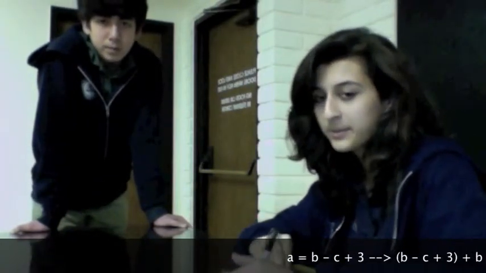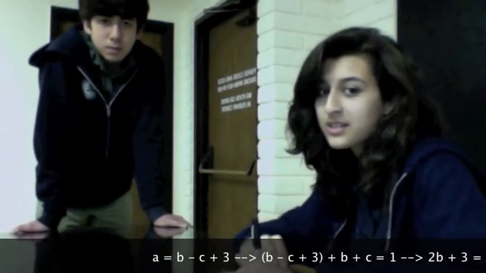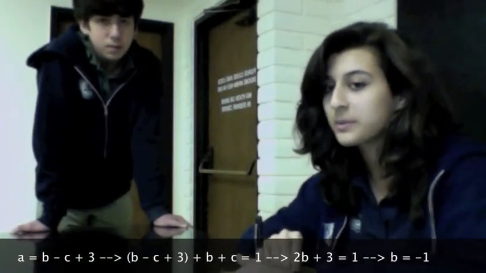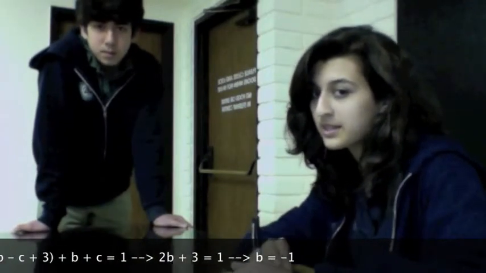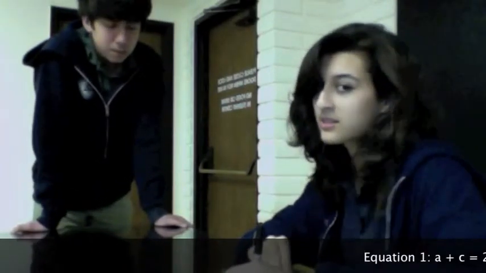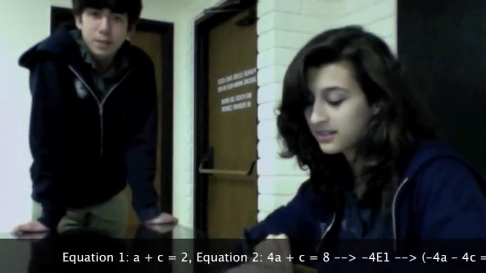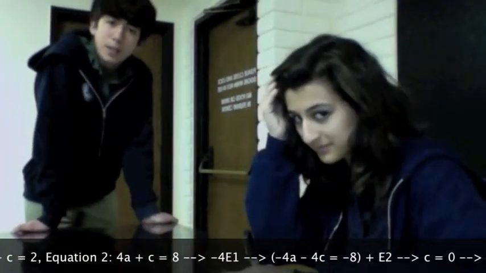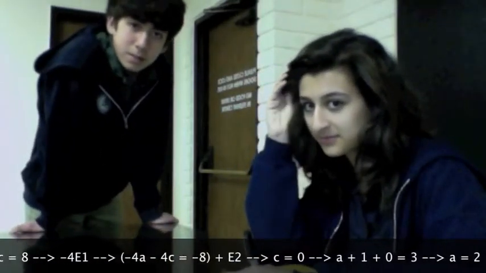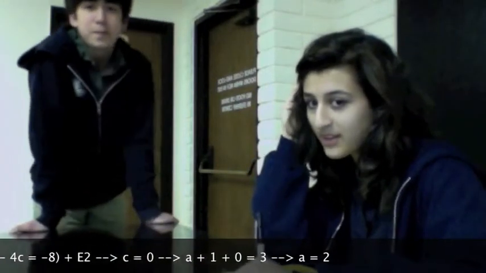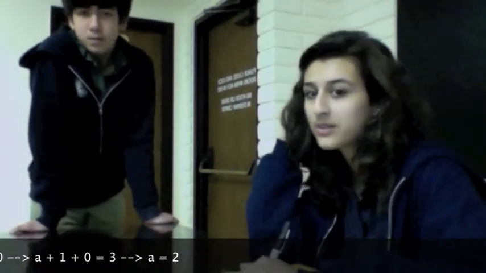The first equation could be set equal to a, so it'd be a equals b minus c plus 3, and then we can substitute that into the second equation, so it'll be b minus c plus 3 plus b plus c equals 1. Oh, so 2b plus 3 equals 1. b must equal negative 1. Now let's plug that in. So a plus c is 2, and 4a plus c is 8. If we multiply the first equation by negative 4, we get negative 4a minus 4c equals negative 8. So c equals 0. Now let's plug the values for b and c into one of the original equations to get a. a equals 2.